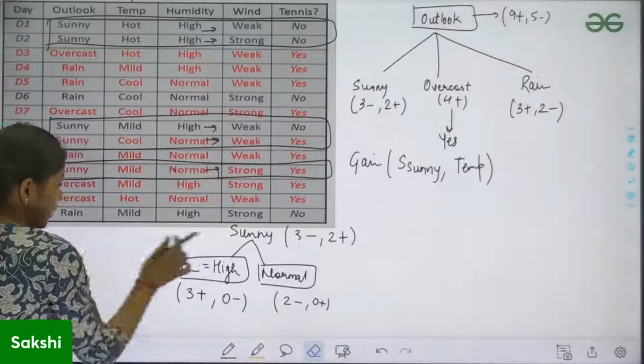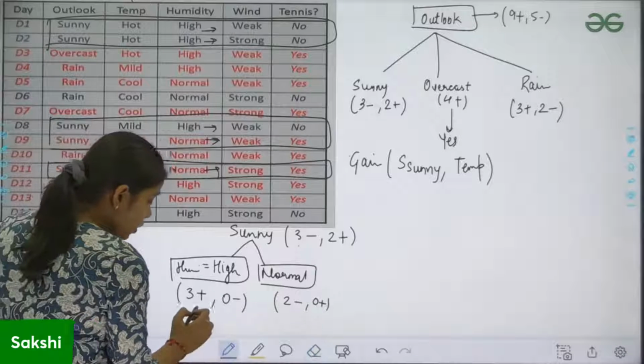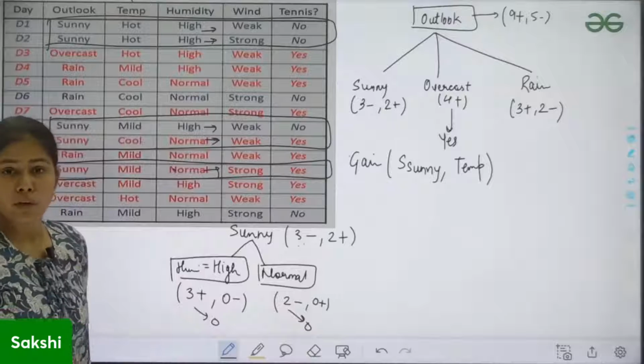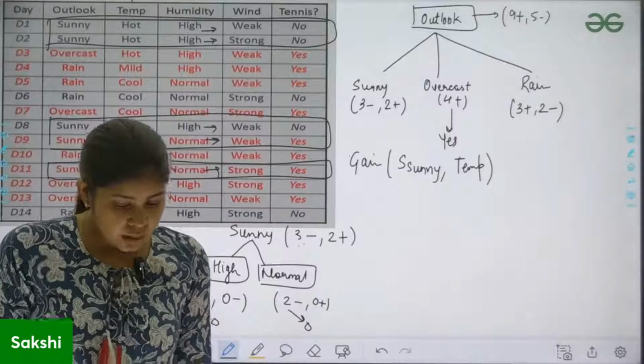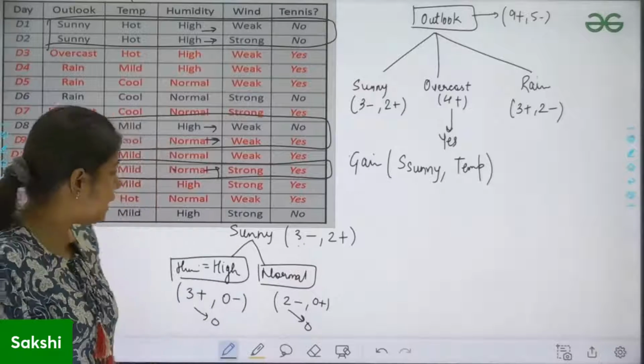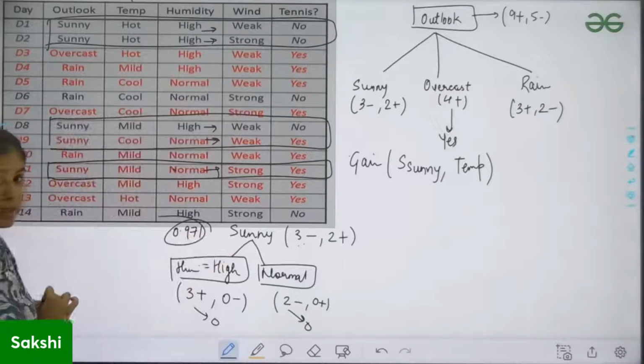What would be the information gain? I'll find out entropy here, entropy here, entropy here. So here entropy would be 0, here entropy would be 0, and here I have already found out the entropy of sunny, 0.971. 0.971 was the entropy when I previously found that.